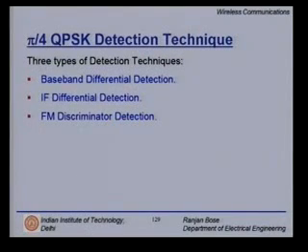Now let us go back and look at the pi by 4 QPSK detection techniques. There are three types of detection techniques which essentially use the philosophy of using two constellation diagrams offset by pi by 4. These are the baseband differential detection, the IF differential detection, and FM discriminator detection. Let us talk about the baseband differential detection.